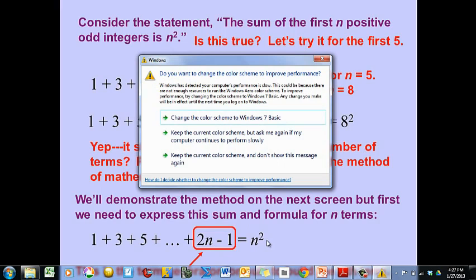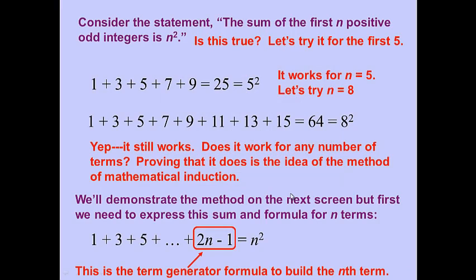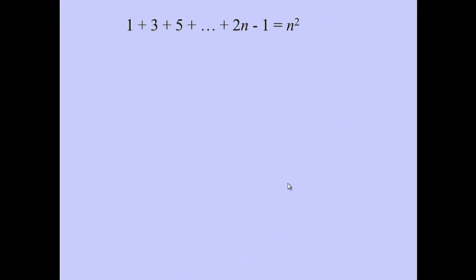Then n squared, and I don't know why this keeps doing this, so I'm going to have to keep turning it off. It's annoying me. Keep the current color scheme and don't show this message again. Okay, let's move on to the next slide.